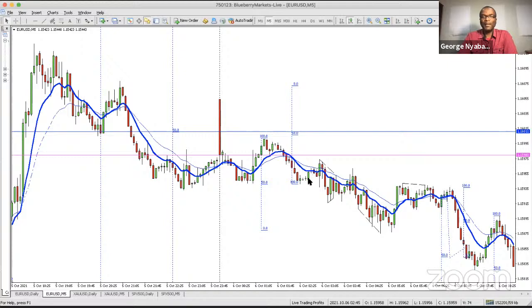Okay, we've got a pullback. So we've got a bounce off the double bottom. There's no acceleration. You can see from the double bottom, the bears are strong. We should have had acceleration.